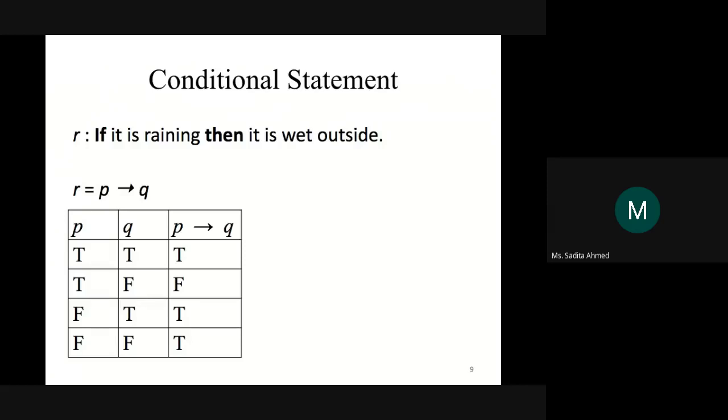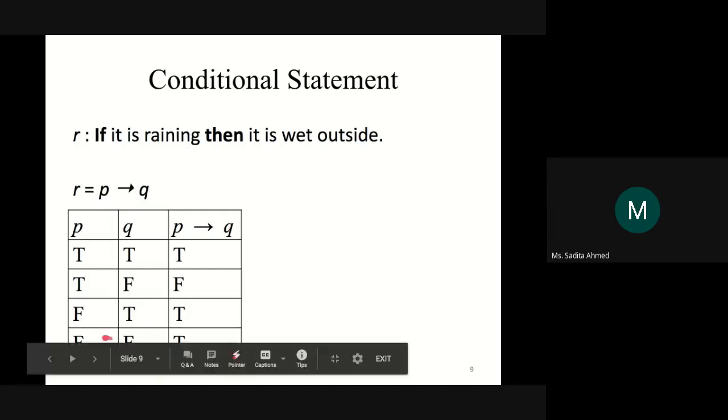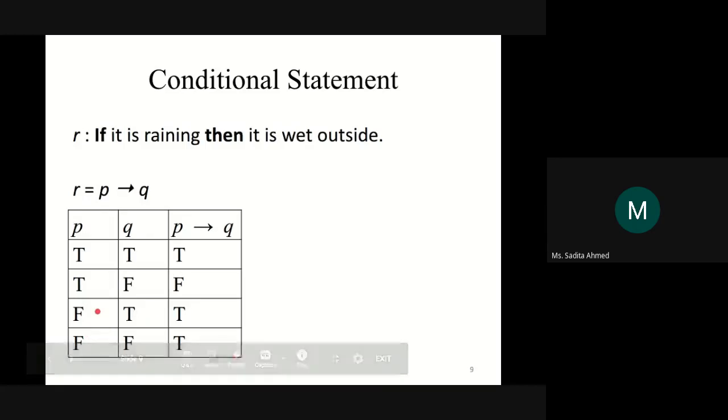Because the condition says if P is true, then Q has to be true. It didn't say anything about what happens when P is false. So by default, there is no condition to be satisfied, right? When P is true, Q has to be true, but it doesn't say anything about what happens when P is false. In the last two combinations, P is false. This is not at all covered by the condition, so there is no condition at all to be fulfilled. By default, the output becomes true.